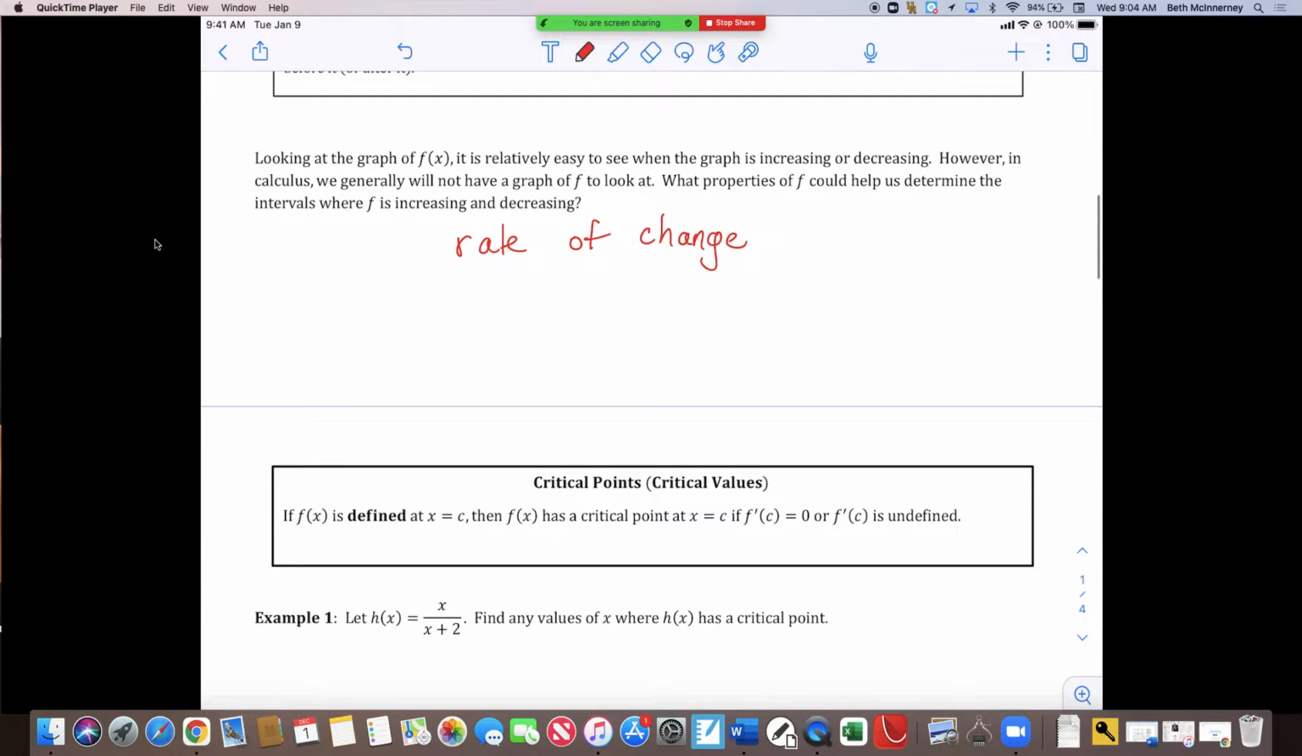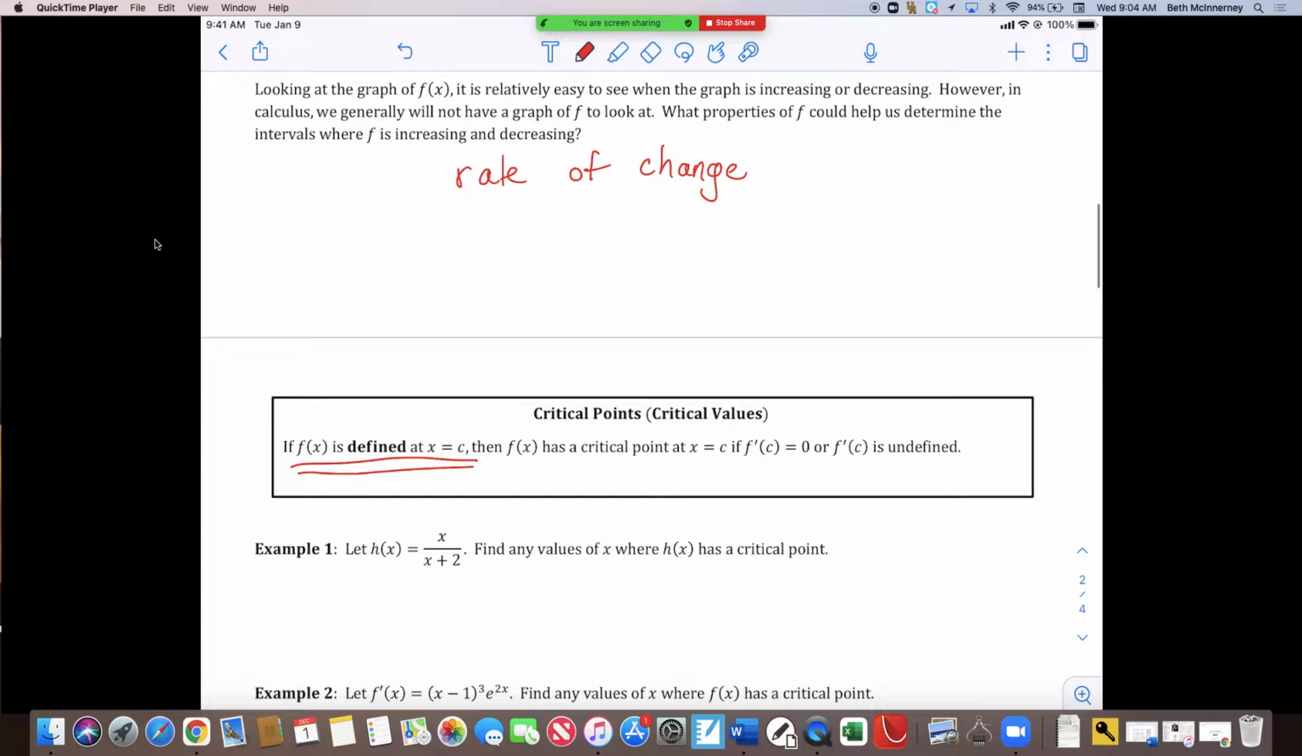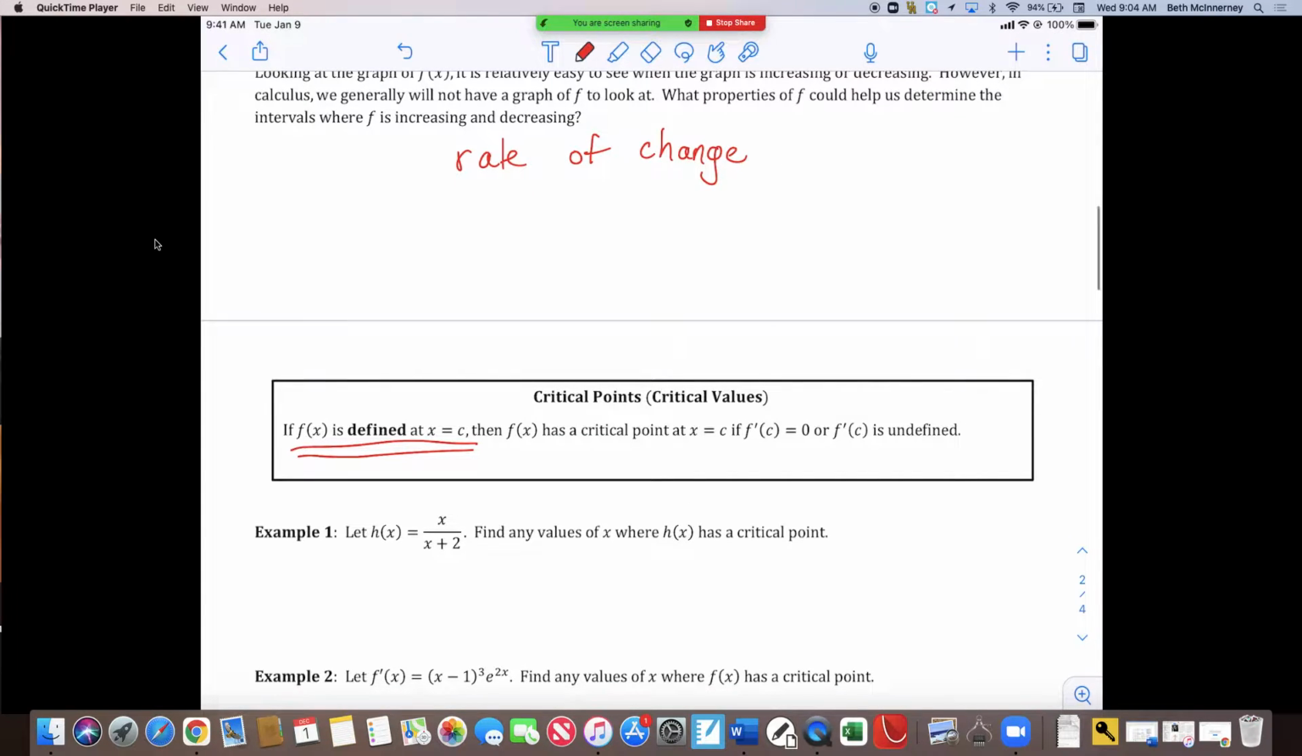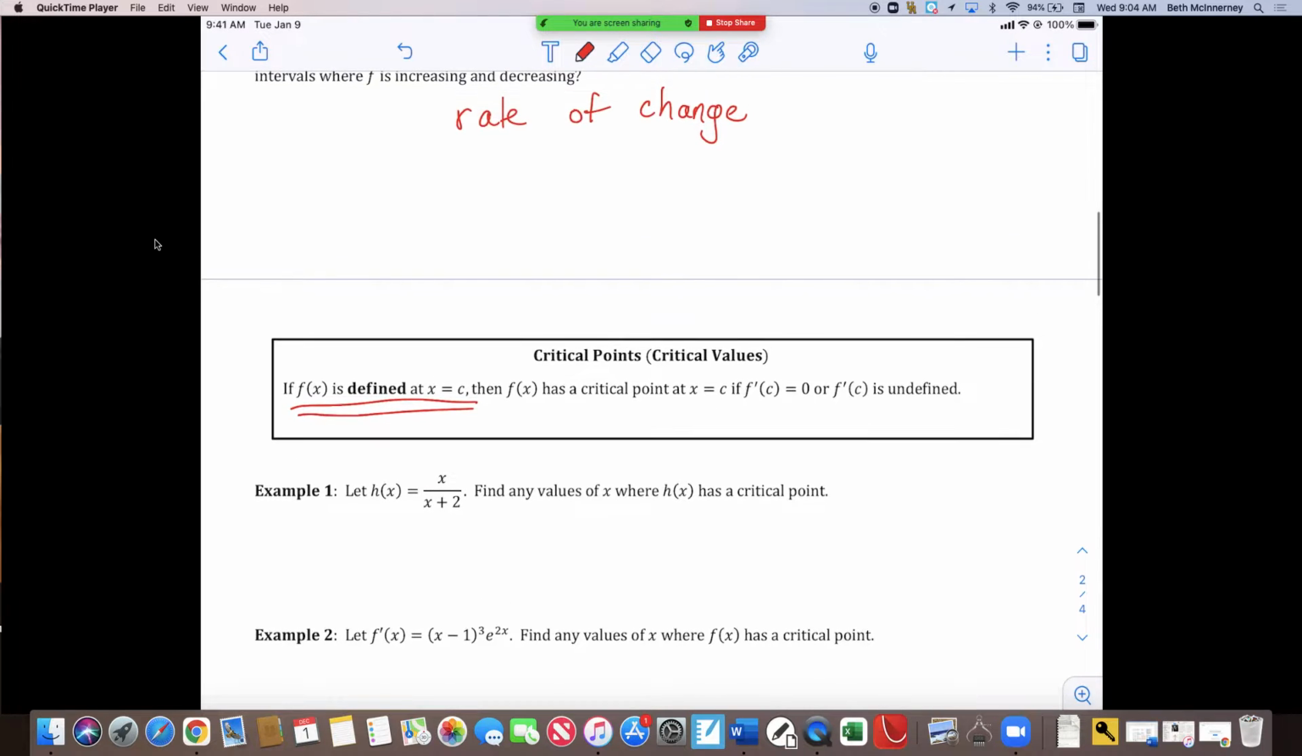So we're going to circle back now to what we talked about in 5.2, critical points. Remember, if f of x is defined at x equals c, that's an important piece right there, then f of x has a critical point at x equals c if f prime of c is 0 or f prime of c is undefined. So let me give you about a 2-minute head start, and I want you to try to find the critical point in example 1 and example 2 if they exist.